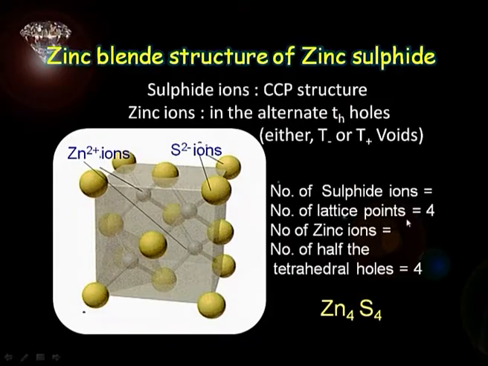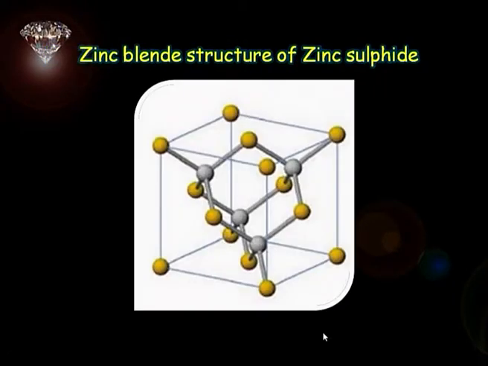As we did in the case of sodium chloride, here also we know that there are 4 lattice points per unit cell and there are 4 zinc ions. So, 4 sulphide ions, 4 zinc ions. Incidentally, it is Zn4S4, again 4 formula units per unit cell. That is the kind of structure we have here for zinc sulphide, a slightly more clarified structure, same picture.